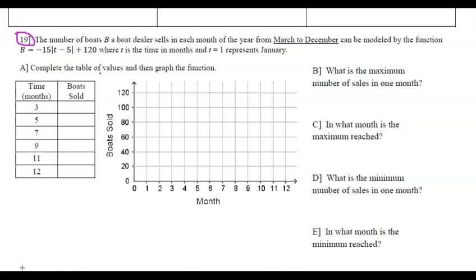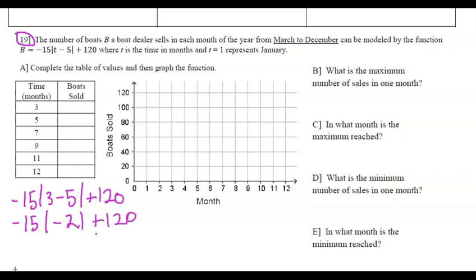A. Complete the table of values that graph the function. So we're just going to plug these numbers in for t and evaluate to get b. So we can write the first one right here. And you can also put this in the calculator. So we have -15 times the absolute value of -2 plus 120. That'd be -15 times 2 plus 120.